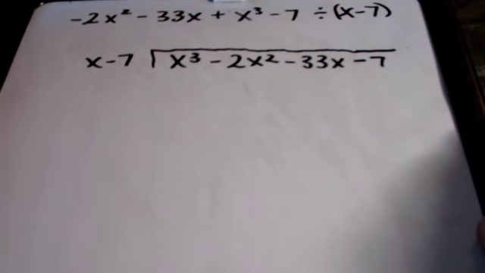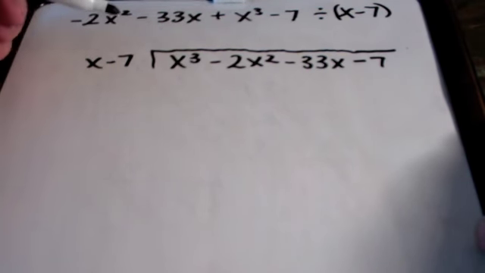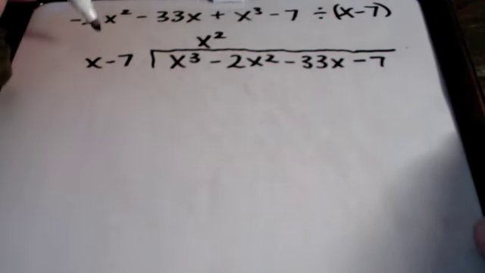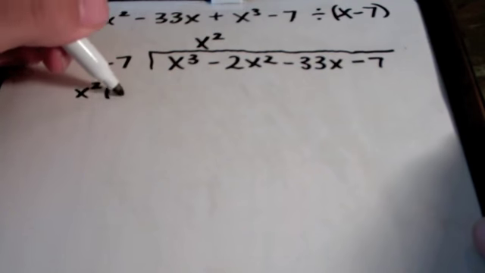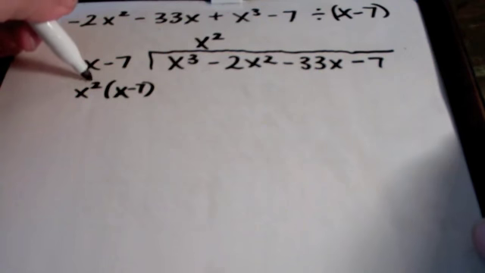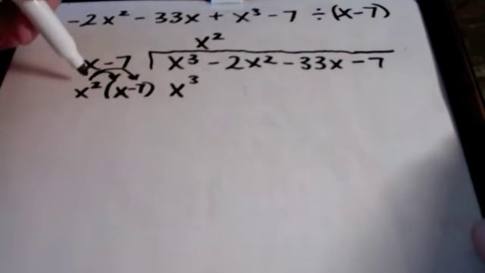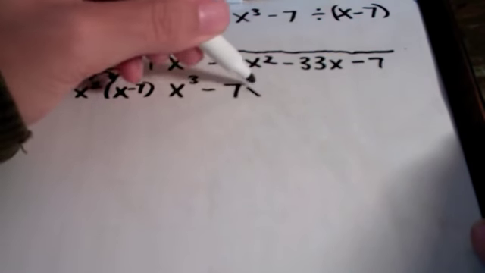Okay? So our first step is going to be to figure out what can we multiply by x to get x cubed. And that's going to be x squared. So we put x squared into our quotient. Because x squared times x gives us x cubed. So off to the side we put our x cubed and then our divisor. We use the distributive property, so this is x cubed over here, and x squared times negative 7 becomes minus 7x squared.